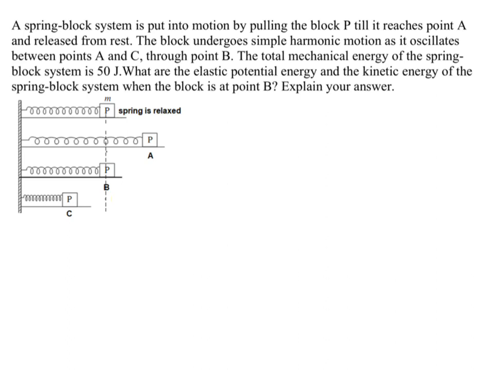Another problem on spring block system. This is a horizontal spring block system. A spring block system is put into motion by pulling the block P till it reaches point A and released from rest. The block undergoes simple harmonic motion as it oscillates between points A and C through the point B. The total mechanical energy of the spring block system is 50 joules. They are asking us what are the elastic potential energy and kinetic energy at point B.